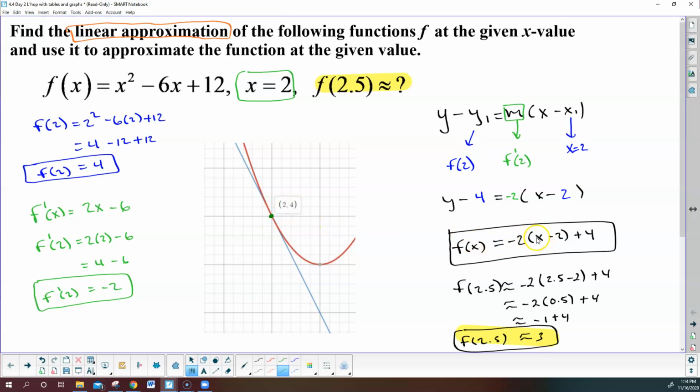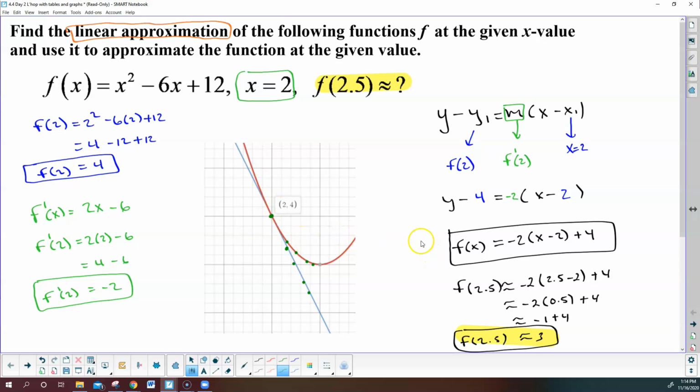If I plugged 2 in here, 2 minus 2 is 0, times negative 2 is 0, plus 4 is 4. I would get the exact same value. But as I move further away from that, if I pick values that are further away from 2, they're going to be below the actual value. And you can see that the actual value would be on the red line.